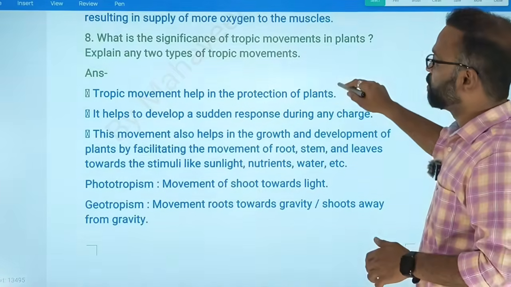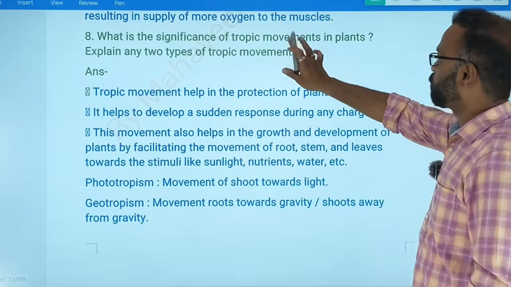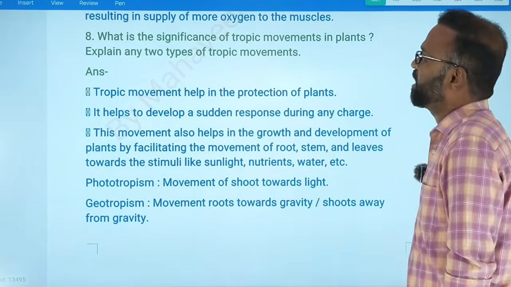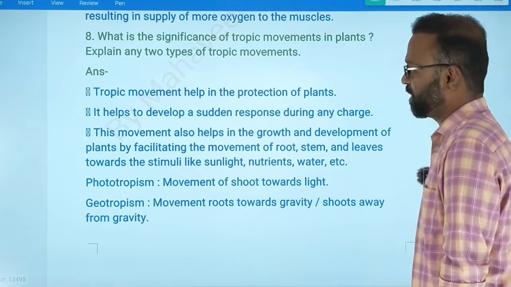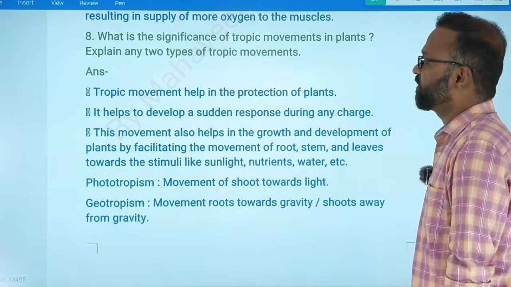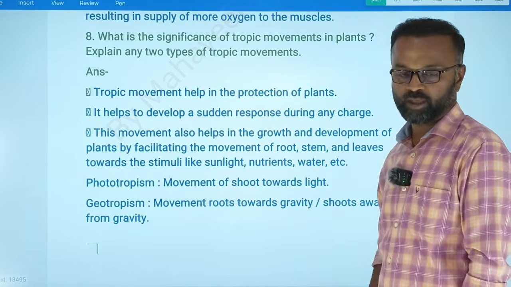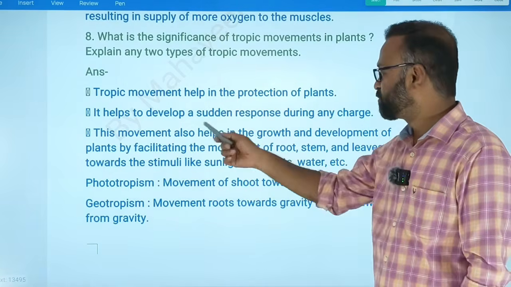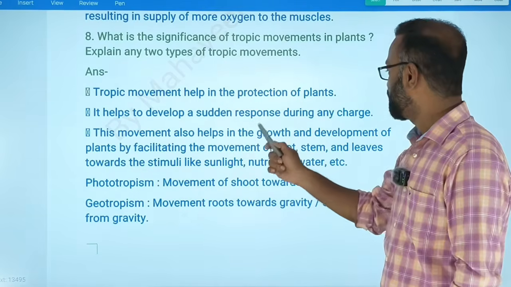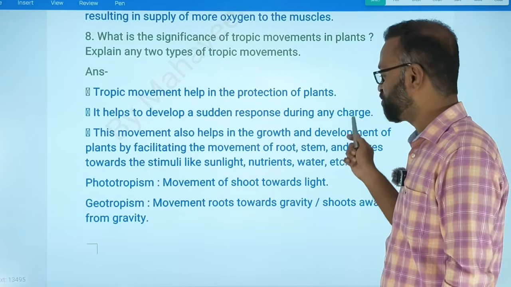Eighth question. What is the significance of the tropic movements in the plants? Explain any two types of tropic movements. What is the significance of the tropic movement? Tropic movement helps in the protection of the plants. One thing, it helps to develop a sudden response during any change.